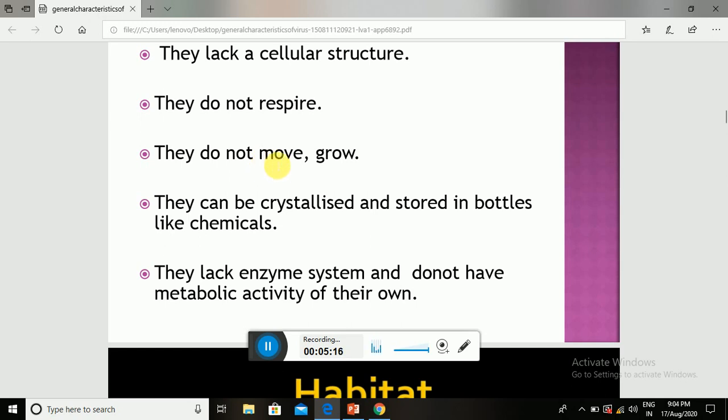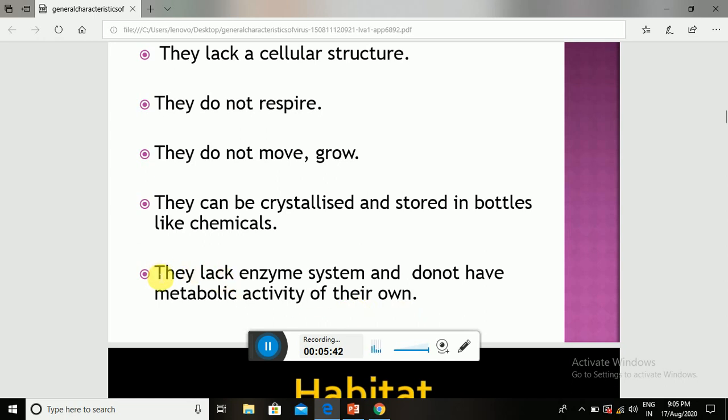They move only on the surface of the bacterial cell. They can be crystallized and stored in bottles like chemicals. It is easy to crystallize them because they are basically made up of nucleic acids and proteins. Because of this, they can be crystallized and stored in bottles like chemicals. They lack an enzyme system and do not have a metabolic activity of their own.